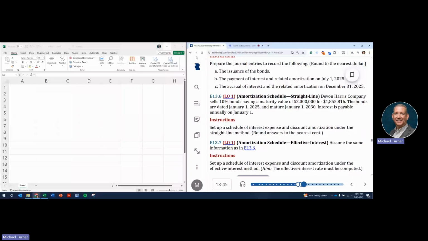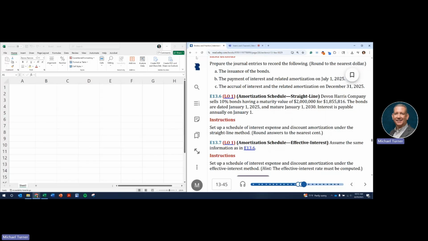We are going to work exercise 13.7 from chapter 13, which is a bond estimation of interest or yield, and we're going to create an amortization schedule based on the effective interest method. As always, let's look at the problem, we'll set it up, and then we'll solve for it.